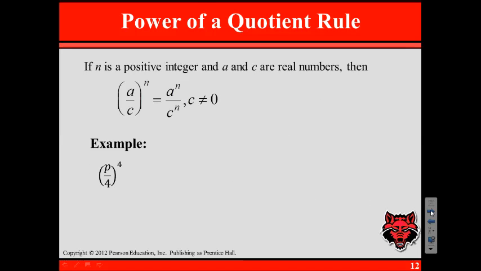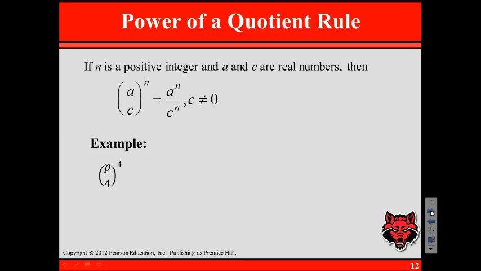Exponent rule, this is the power of a quotient rule. And it's very similar to power of a product. If n is a positive integer and a and c are real numbers, then if we have a fraction or a quotient instead of a product, we can write the numerator raised to the power as well as the denominator raised to the power instead of the entire fraction raised to 1 power.